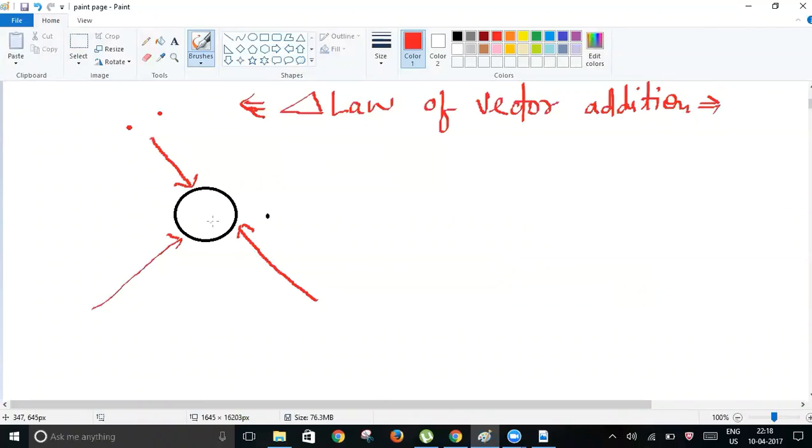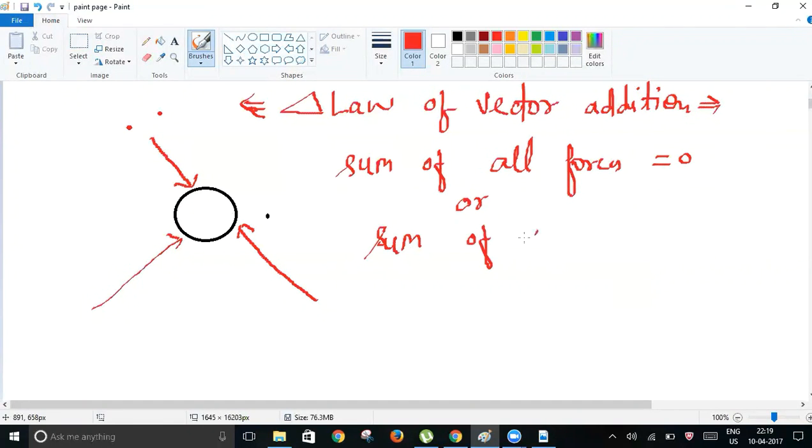Three. So if you are applying three different forces on a ball or any object, and the ball is in still condition or the ball is in equilibrium, then we can say that the sum of all forces is equal to 0, or in a broader perspective I can say the sum of all vectors is 0. If the sum of these three vectors is 0, that means they are in a balanced situation.